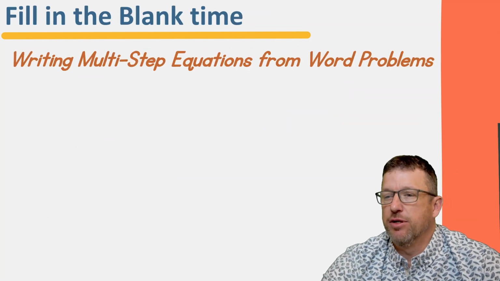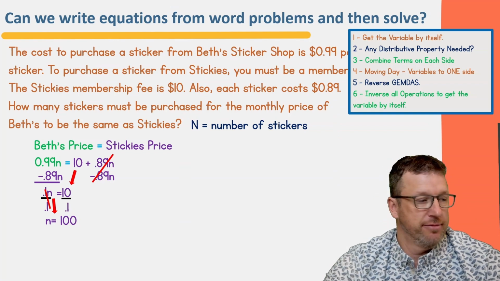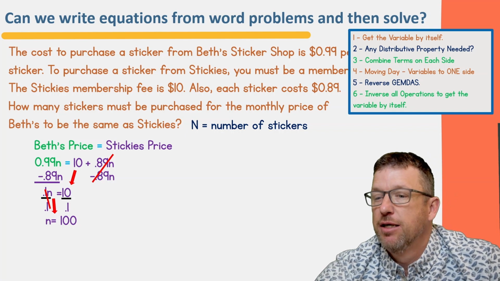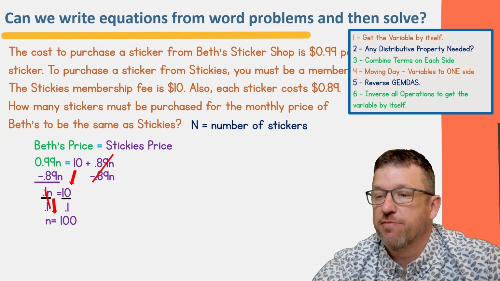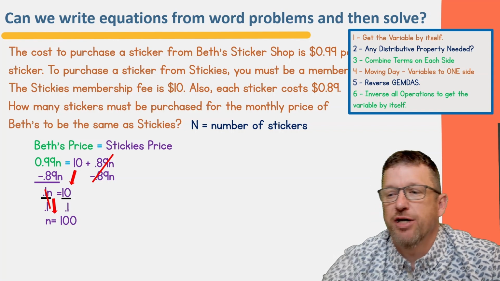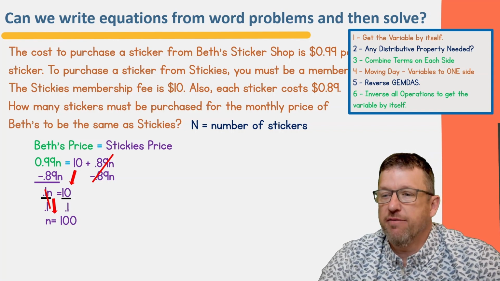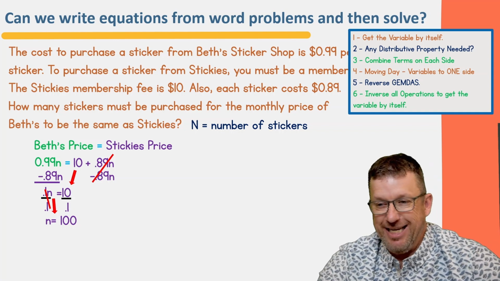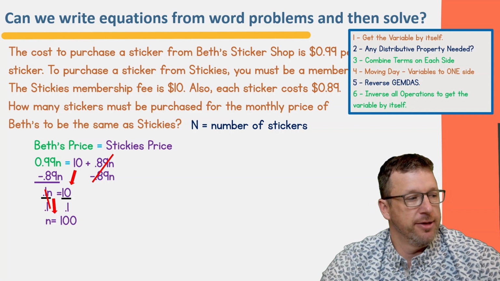The next thing we do is go back and answer the question. What was the question? It asked how many stickers must be purchased for the monthly price at Beth's to be the same. You would have to purchase 100 stickers for the monthly fee to be the same at Beth's and at Sticky's. So 100 stickers would do it.